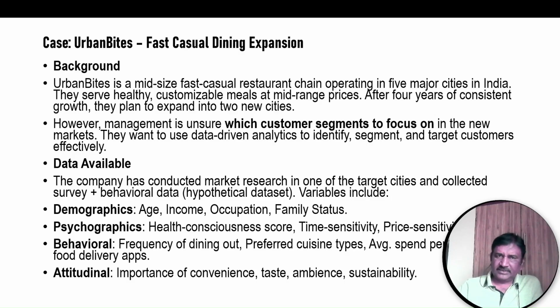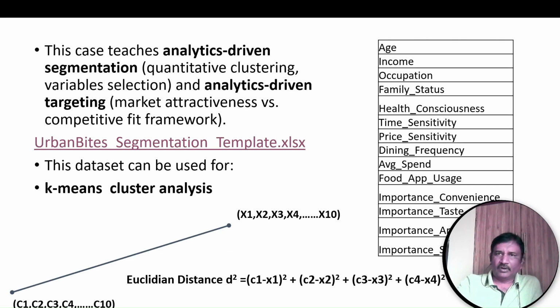This is all the data which is very proper to be collected whenever you are thinking of some restaurant expansion, right? Then lastly, attitudinal data: importance to convenience, importance to taste, importance to ambience, and sustainability, right? So all the data we have collected is given in the table having headers like age, income, occupation, and so on up till importance to ambience and importance to sustainability.